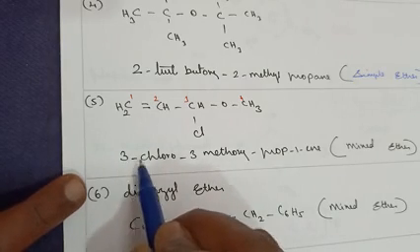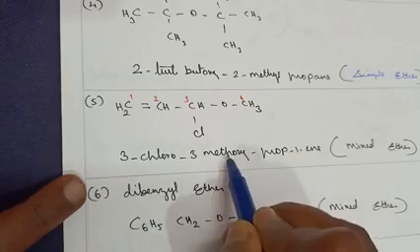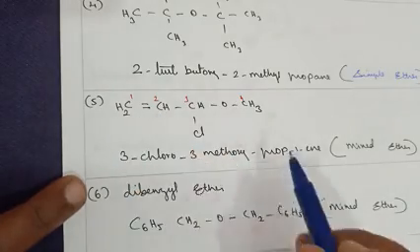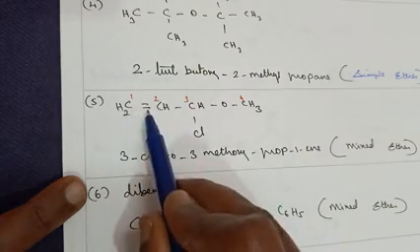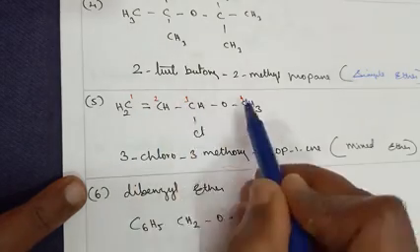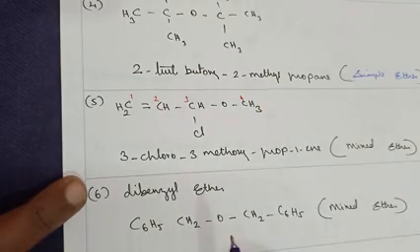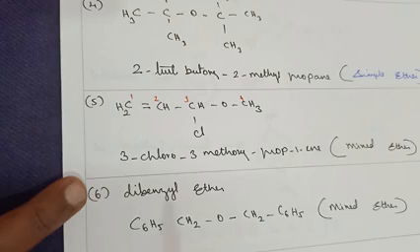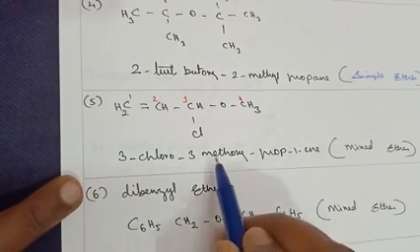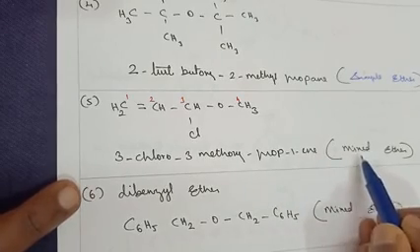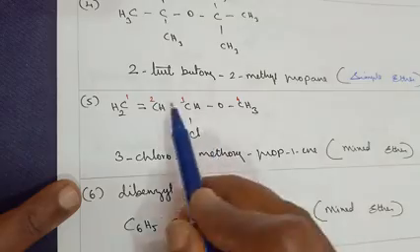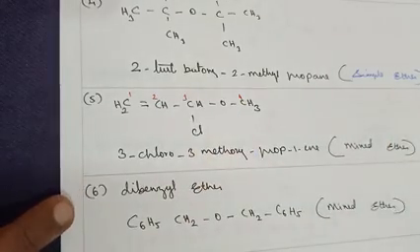So when we go for it, 3-chloro-3-methoxyprop-1-ene, because after the first carbon there is a double bond here. The third carbon has got a methoxy substitution and a chloro substitution. So 3-chloro-3-methoxyprop-1-ene. Here again it's a mixed ether category because on either side it's not the same group.